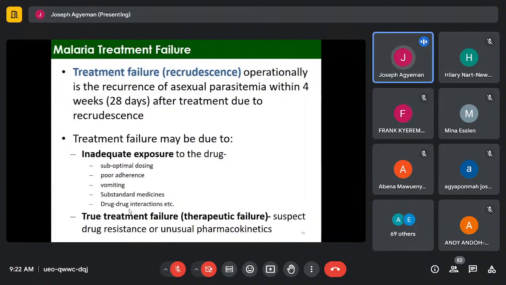Absorption must occur. It is advised that you take fatty meal, for example, when you are taking artemether lumefantrine to enhance absorption. You don't take fatty meal, then it minimizes or reduces absorption. These are all possibilities that can lead to inadequate exposure of the drug to the parasite.